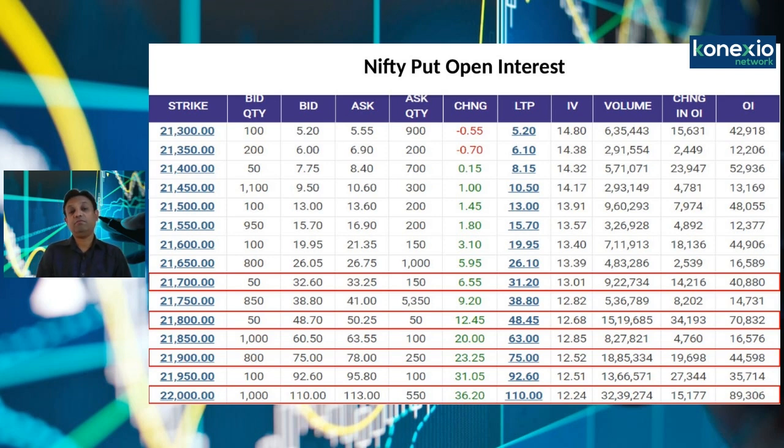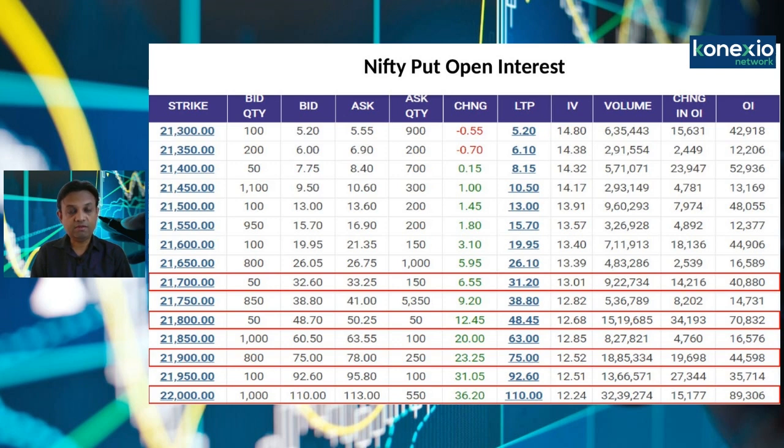So still, we might say that traders might be slightly bearish at this juncture, because we see some sort of buying in these Nifty puts. But as I said, the 22,000 level or strike price could act as an immediate support.